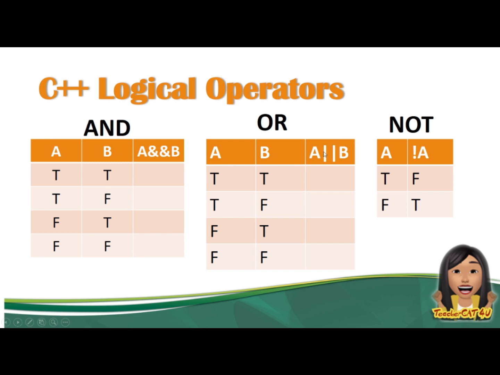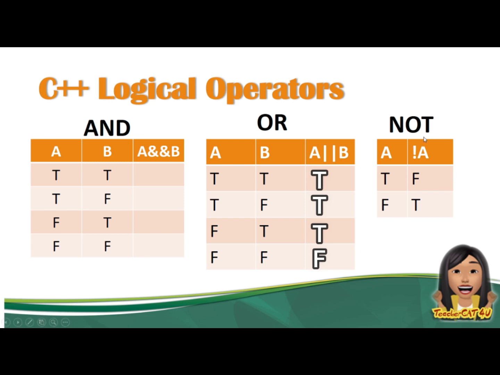Then gumamit tayo ng OR. True or true is equivalent to true. True or false, so mayroon siyang true, automatic magiging true. Then false or true, may true siyang na-meet, therefore true. Then false or false, dun pa lang siya magiging false. If the two expression is false, dun pa lang nagiging false ang OR.